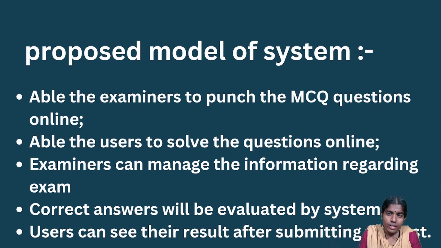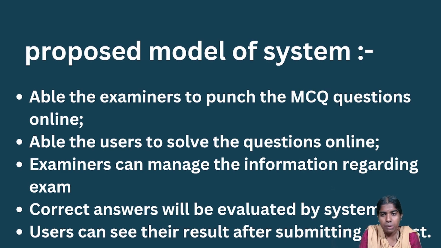Clear with this? So what is happening in the proposed model of the system? There will be multiple choice questions, published online. The users should be able to solve the questions online. The examiners can manage the information regarding the exam. When they take up the exam, correct answers will be evaluated by the system. Users can see their result after submitting the test. So everything is becoming online. This is what is happening in the proposed model of the system.